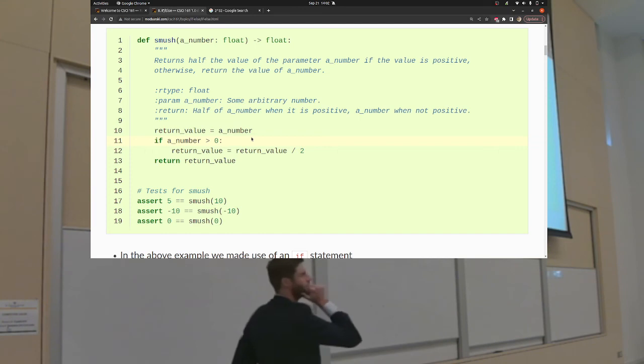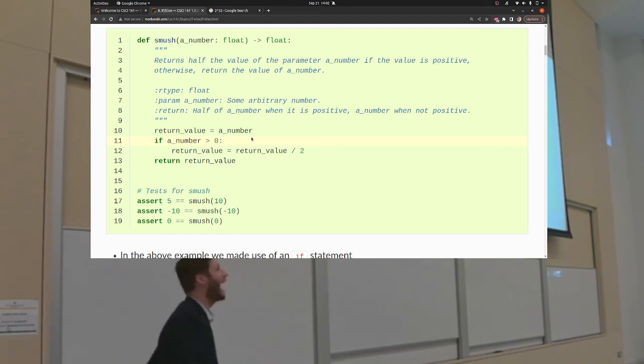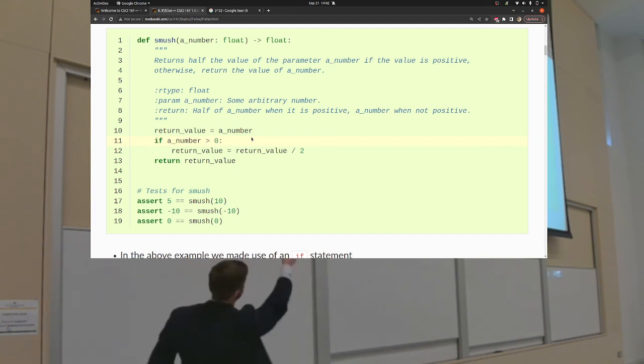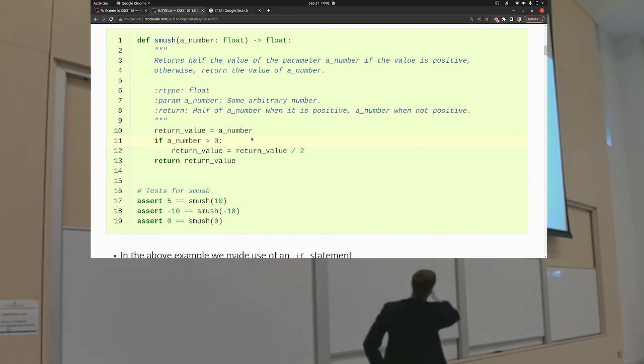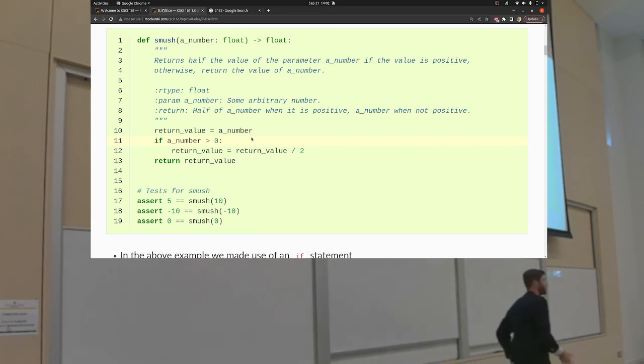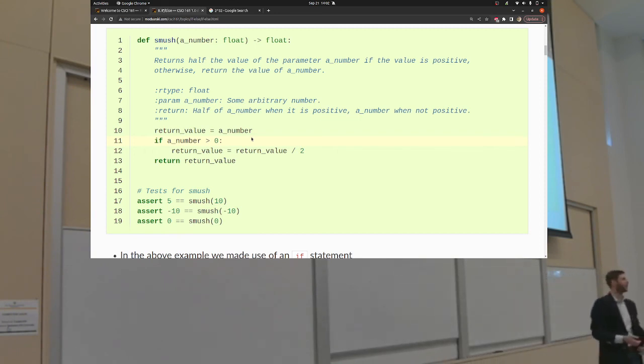Great. Let's think about it. What would happen if I give Smush 10? Well, here are 3 tests. If I give smush of 10, knowing what the function is supposed to do, I expect the output to be 5. Smush of negative 10 should just return negative 10. And smush of 0 is 0. Probably should have had a test here with a floating point number. I didn't. I'm bad. But there are some tests.